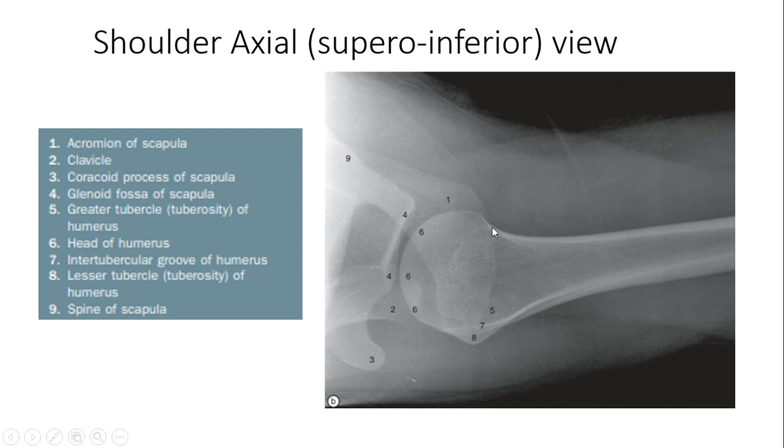Okay, and this is the head. This is glenoid cavity, and this is the head of the humerus forming shoulder joint. And this is the lesser tuberosity. This is the intertubercular groove, and this is the greater tuberosity.